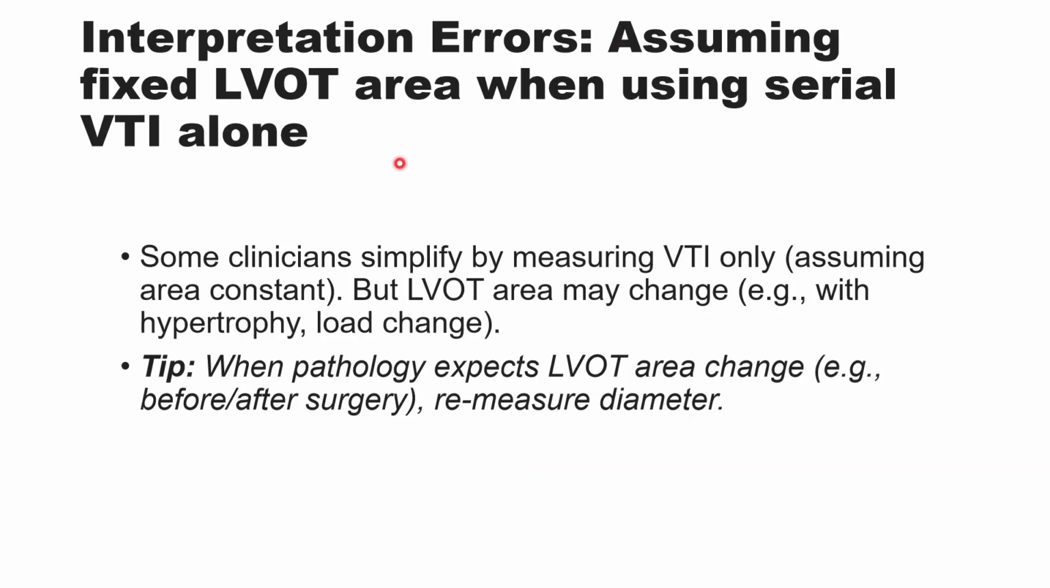We also need to consider interpretation errors. As we have mentioned, the assumption is that the LVOT area is fixed and constant, which is not always the case. Some people may have hypertrophic obstructive cardiomyopathy. Somebody may have had valvular repair, or there may be some pathological change. In those cases, the LVOT area can change, and so we need to measure it appropriately at least 3 times and take the average.